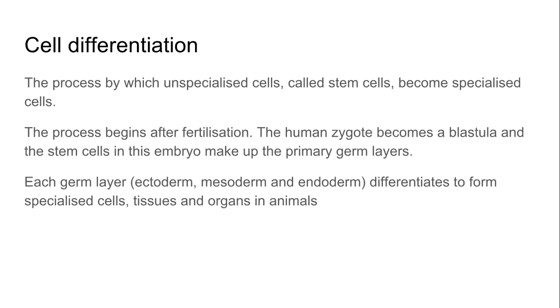The first part is cell differentiation, and this is the process by which unspecialized cells, called stem cells, become specialized cells. And the process begins after fertilization. So, once the egg and the sperm are fertilized, the human zygote then turns into a blastula, and the stem cells in this embryo make up the primary germ layers. So, each of the different germ layers, and there are three, the ectoderm, the mesoderm, and the endoderm of the blastula, differentiates to form specialized cells, tissues, and organs in animals.